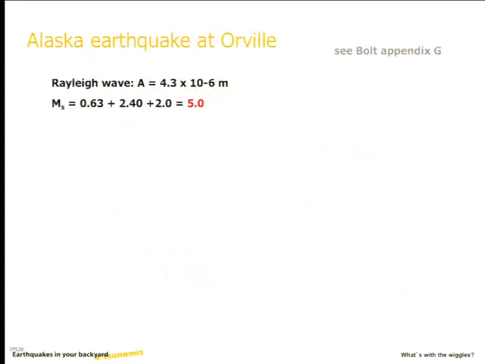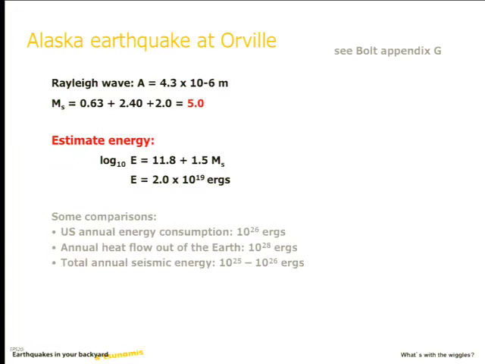Okay? So we go back to our Alaska earthquake and we can estimate the energy. You just take the magnitude 5 surface wave magnitude, plug it into this equation, and you get 2.0 times 10 to the 19 ergs. How many of you have heard of ergs? One. Ergs is a unit of energy that nobody uses anymore. The reason I'm using this is because this is the example from your textbook. We would use joules today, of course, but I'm leaving it like this because this is what's used in the textbook.